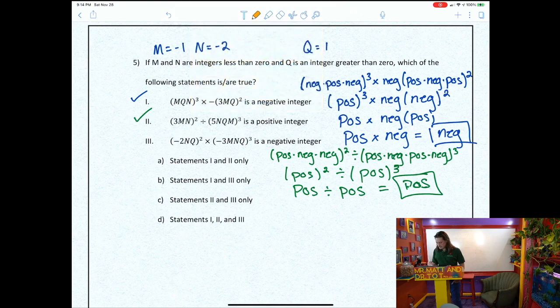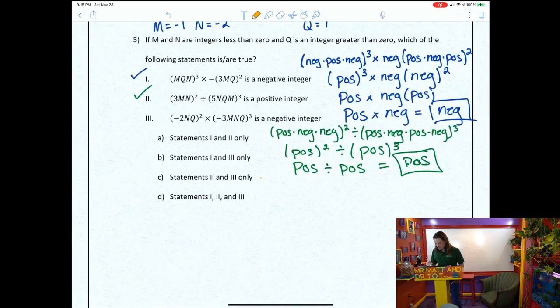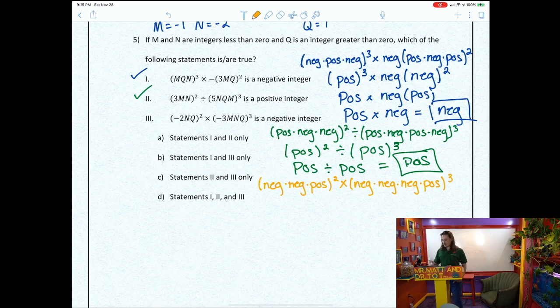So negative 2 is a negative number times n, which is a negative number, times q, which is a positive number, quantity squared, times negative 3, which is a negative number, times m, which is negative, times n, which is negative, times q, which is positive, quantity cubed. A negative times a positive, there's two negatives in there that will cancel, so that's going to be a positive. So it's going to be a positive squared, times, we have a negative times a negative times a negative times a positive. There are three negatives there. There are an odd number of negatives, so that's going to be a negative product.